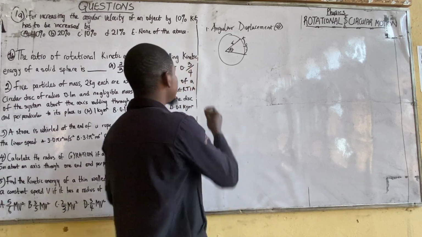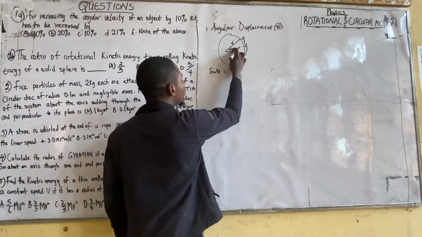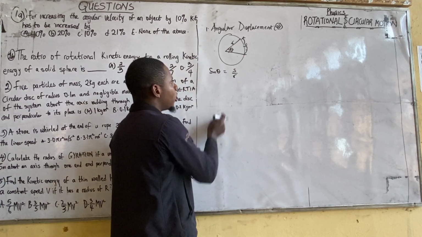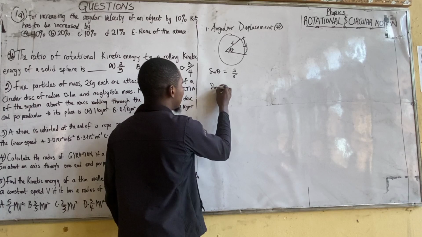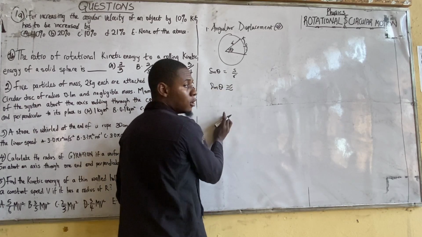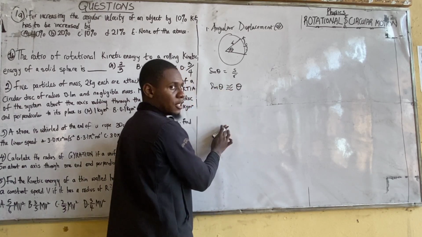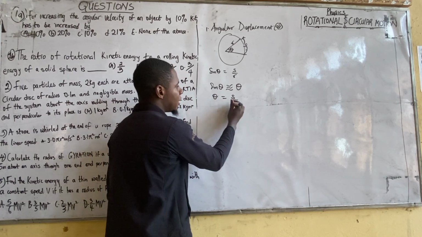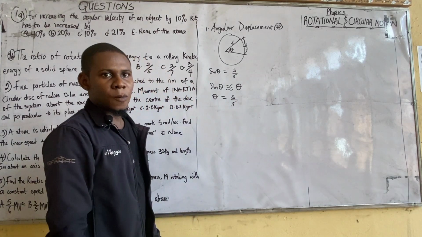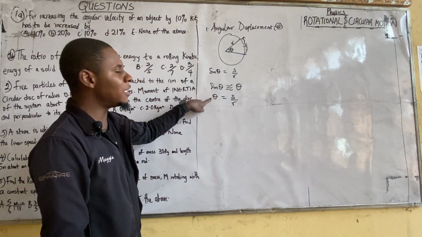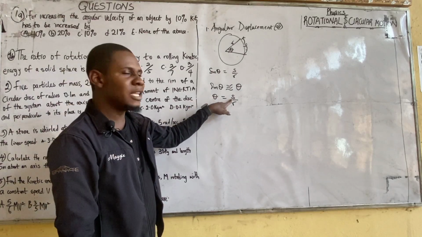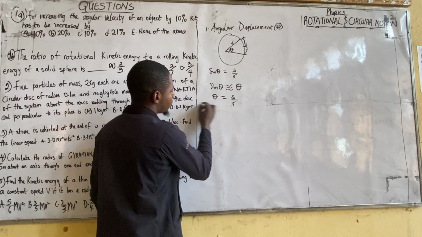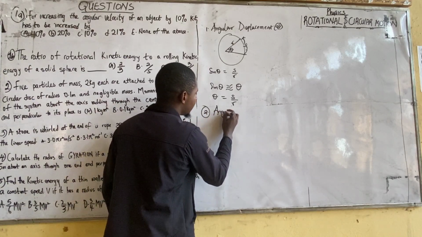You are going to notice that sine theta here is equal to the opposite over what? The hypotenuse. But from calculations, we've understood that sine theta is close or equivalent to what? Theta. So in essence, theta becomes the linear distance to what? The radius. So the point here is that angular displacement is equal to linear distance to what? Radius.